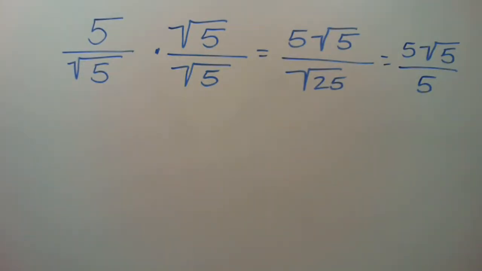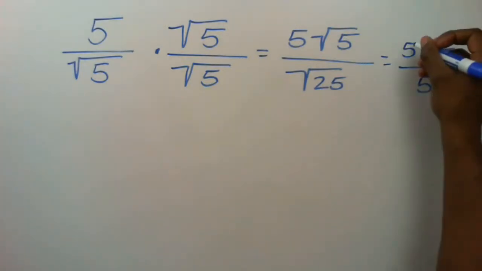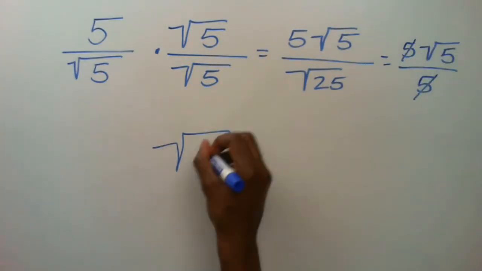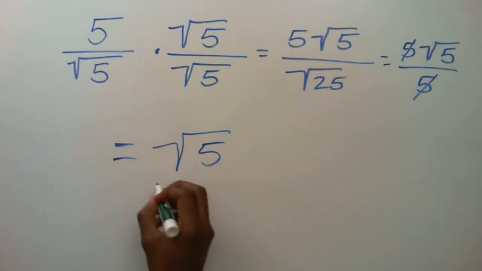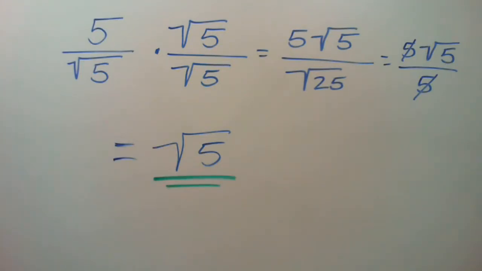Once the denominator is reduced, we are left with the fraction 5 times the square root of 5 over 5. At this point, we can further reduce this fraction because the 5 in the numerator and the 5 in the denominator reduce to 1. Giving us the square root of 5 as the answer.